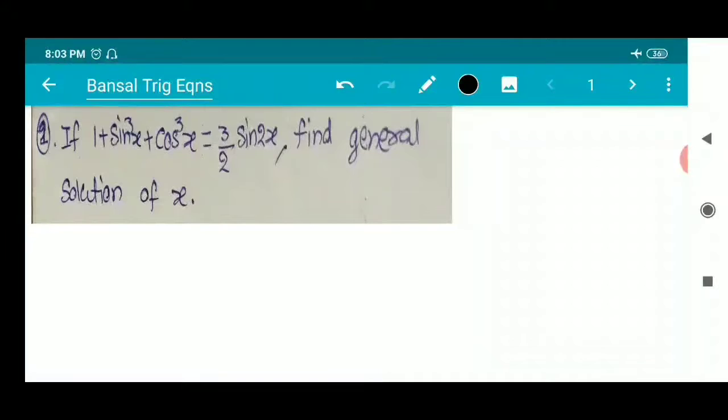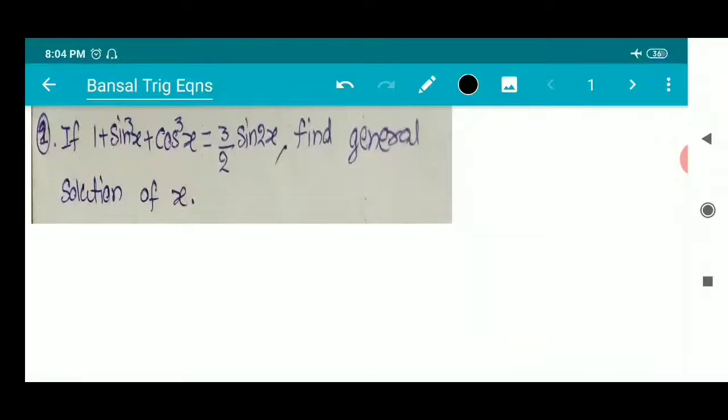So today we are going to discuss some problems from trigonometric equations from Bansal material. Okay, so this is 1 plus sin cube x plus cos cube x equals 3 by 2 into sin 2x. We have to find the general solution of x.